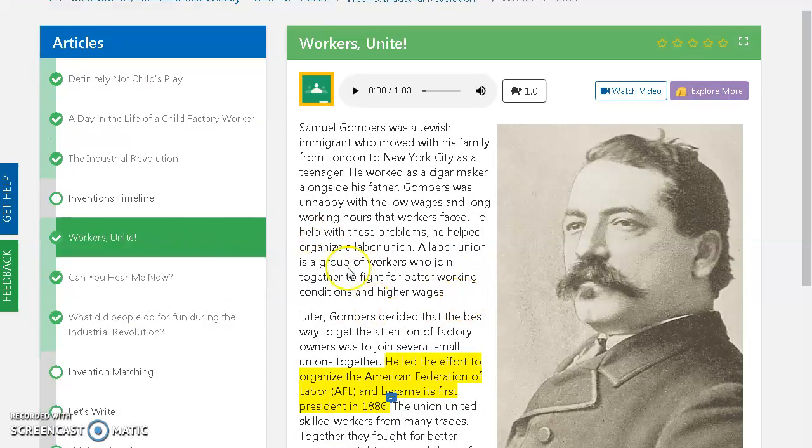Under Workers Unite, you need to know this man, Samuel Gompers. Mr. Gompers improved the lives of factory workers. He led the effort to organize the American Federation of Labor, the AFL, and became its first president in 1886.